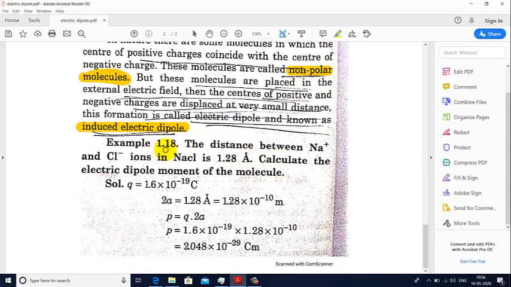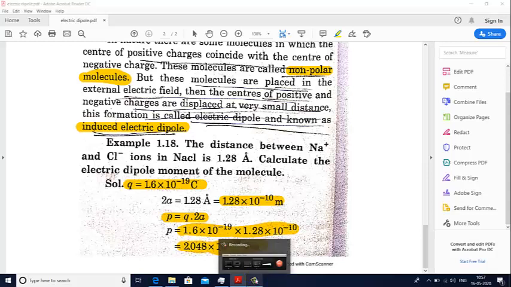Now there is one question: the distance between Na plus and Cl minus ions in NaCl is 1.28 angstrom. Calculate the electric dipole moment of the molecule. Here the value of q is this, and the distance 2a is given as 1.28 angstrom. When we convert angstrom into meters, we have to multiply it by 10 to the power minus 10. The formula for P is equal to q into 2a. So we multiply both q and 2a, and we put the value of the dipole moment, which is written here. So this is the answer.